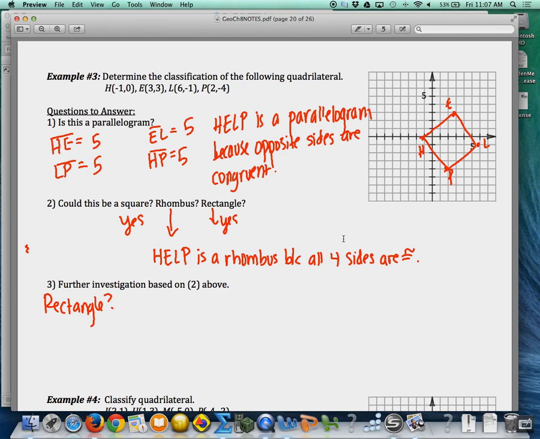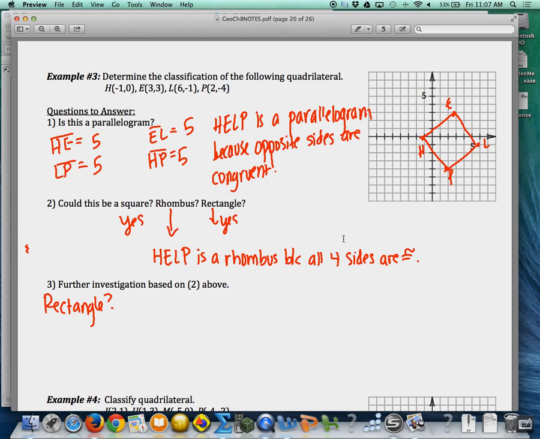What could we show? We could find that there are 4 right angles, that's true. We also could show the diagonals are congruent. Which one do you think is less work? 4 right angles is going to require what? Slope. How many right angles do we need? 4. So how many times are we going to have to do slope?